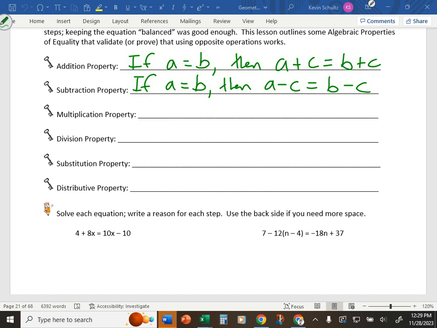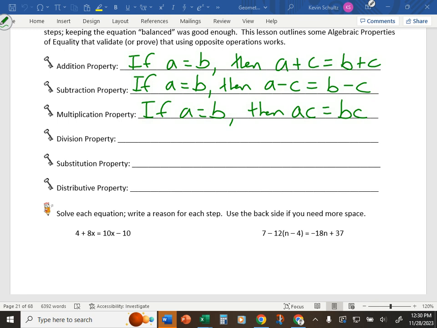Can anybody guess the multiplication property? Andrea. If A equals B, then A times C equals B times C. Again, basically saying if you have two things that are the same, you can multiply them each by the same value, and it's still going to be the same. Going back to the golden rule for algebra, what you do to one side of the equation, you do to the other. Think about opposite operations. When you solve for a variable, if your equation is 2x plus 5 equals 10, you subtract 5 from both sides, you're allowed to do that, because you have two things that are equal. The subtraction property says you can take something away from both sides, and it's still going to be the same.